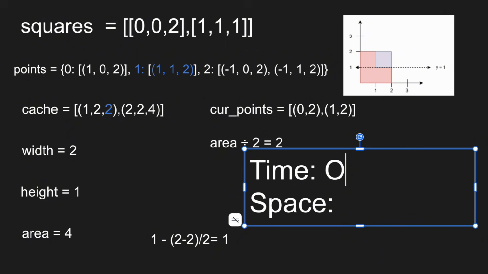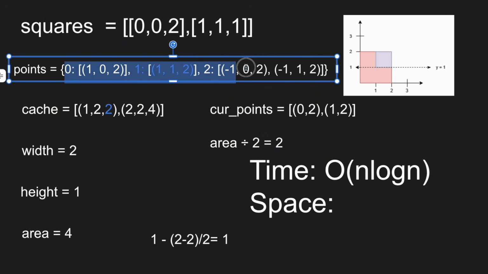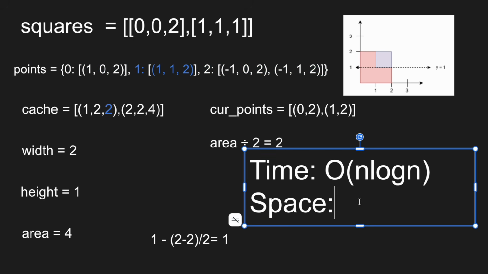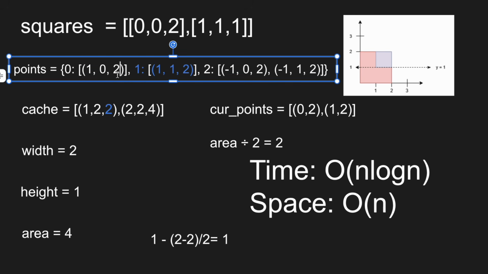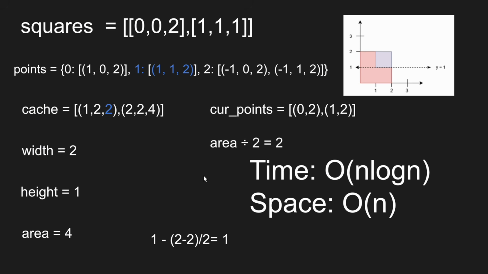And the time complexity would be O of n log n, because we will need to make sure this default dictionary is sorted, and it will take n log n time to sort that. And the space complexity would be O of n as well, because all of these arrays and this default dictionary can take up to O of n space. So now let's get to the coding part.